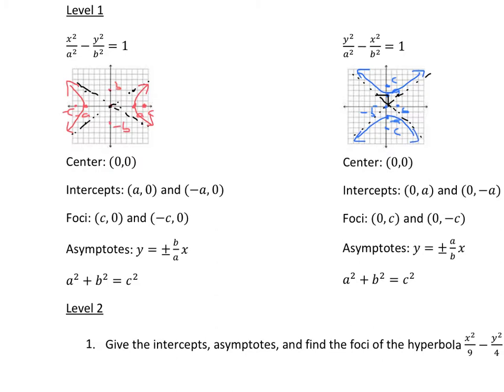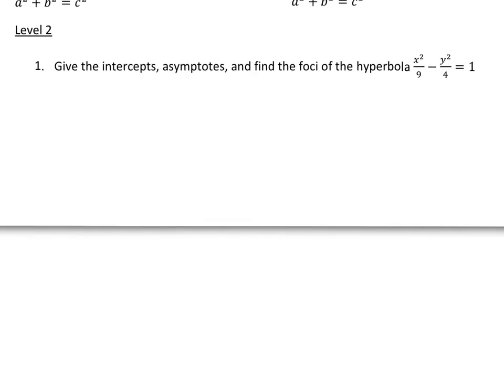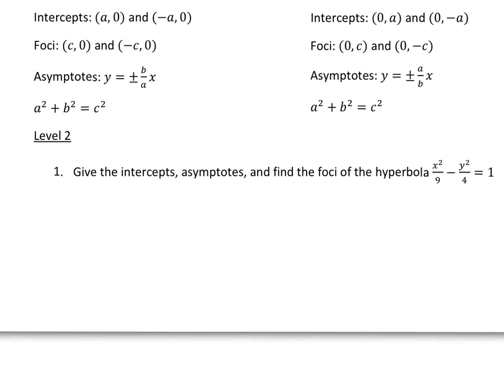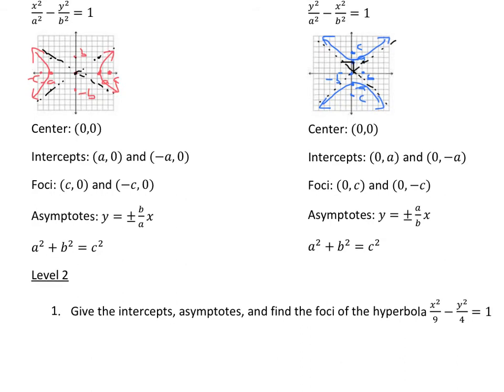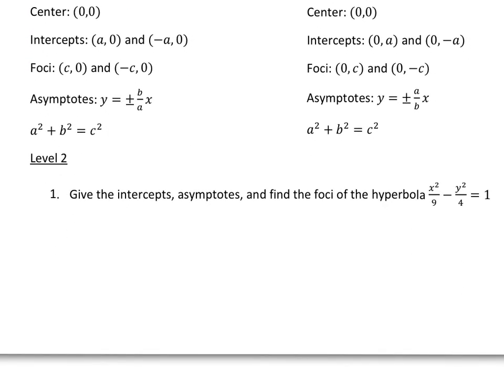All right. So we'll dive into some examples. So first thing we're going to try to do is find the intercepts, asymptotes, and the foci of this hyperbola. Okay, so you might need to look up above to get the information that you need to figure out which graph we're using. It's the x squared one, so we're using the one on the left, the strand on the left. So we need to find the asymptotes, the intercepts, and the foci.